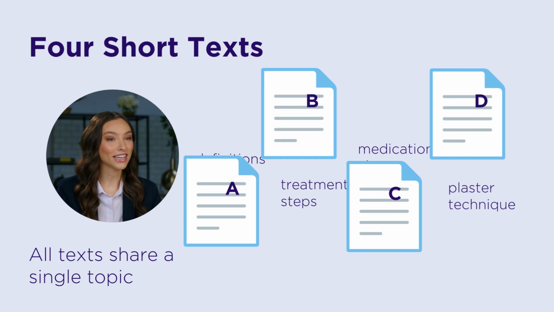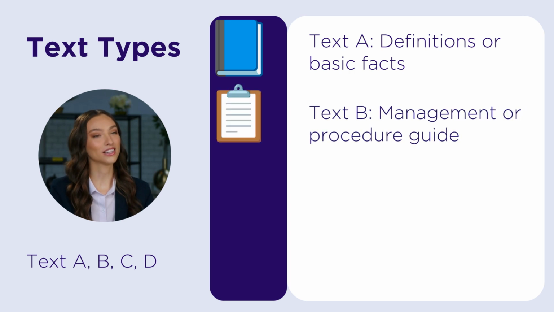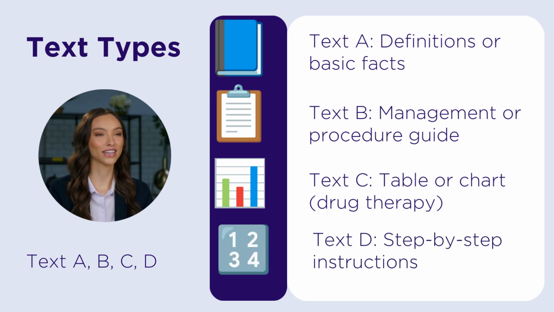Each Reading Part A test has 4 short texts about the same topic. For example, if the topic is fractures, dislocations, and sprains, each text will focus on a different part of that topic. Text A often gives definitions or key terms. Text B might explain how to manage a condition. Text C is usually a visual or table, like drug dosages. Text D gives numbered steps, such as how to apply a plaster cast.